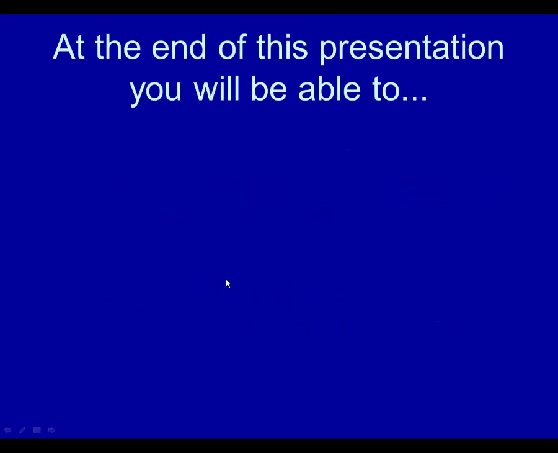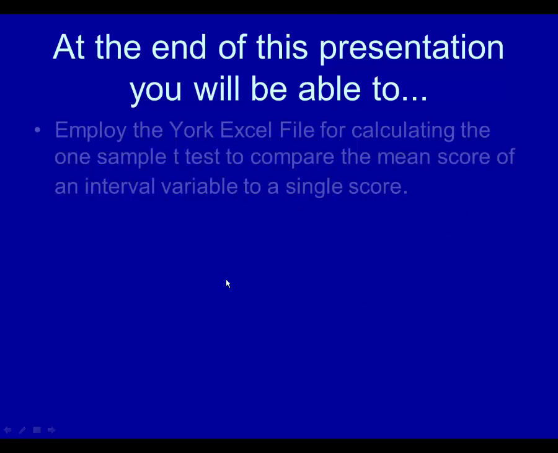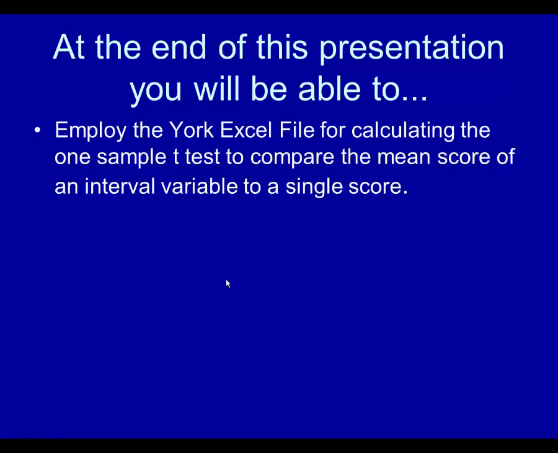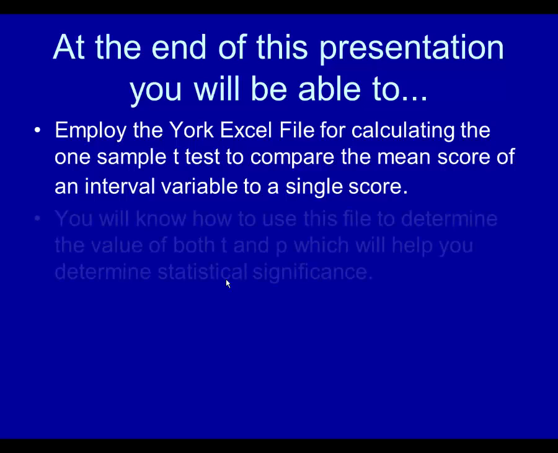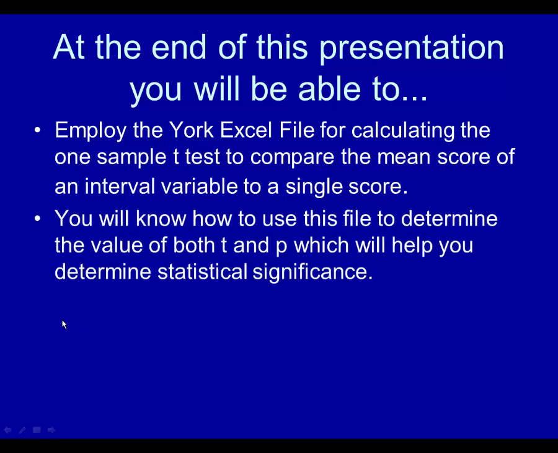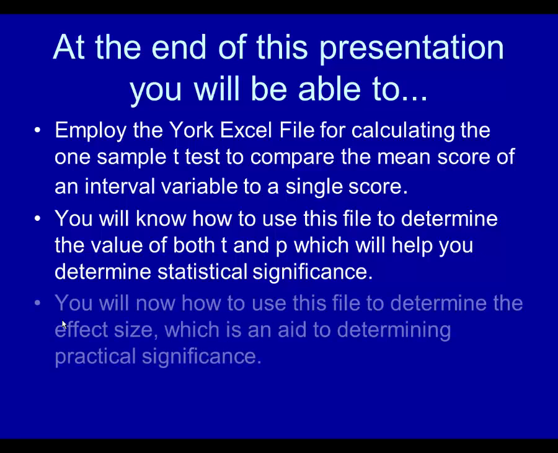At the end of this presentation, you will be able to employ the Excel file that I've created for calculating the one sample t-test for comparing the mean score of an interval variable to a single score, such as when you have 10 post-test scores for clients, what their condition was like at the end of treatment, and you have a single score to compare that to. You will know how to use this file to determine the value of both t and p, which will help you in determining statistical significance.